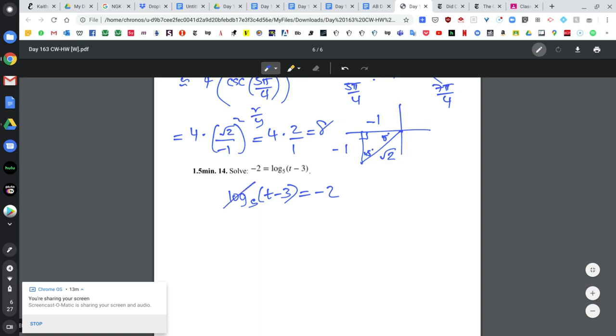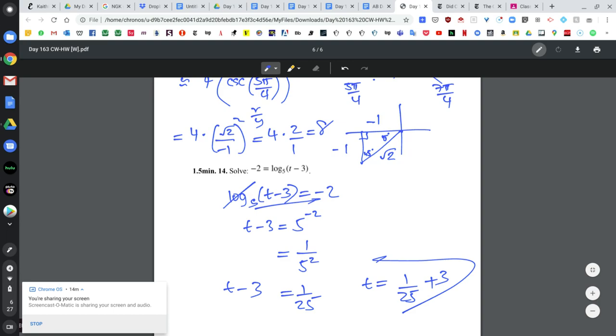So you can cross out the log and push that 5 up. So it's actually t minus 3 equals 5 to the power of -2. What's 5 to the power of -2? If you remember your exponent rule, that's 1 over 5 squared, which is 1 over 25. What should I do last step? I should add the 3. So t equals 1 over 25 plus 3, and I can use a fraction trick. 25 times 3 is 75 plus 1, 76 over 25. Ta-da! And that finishes the video.